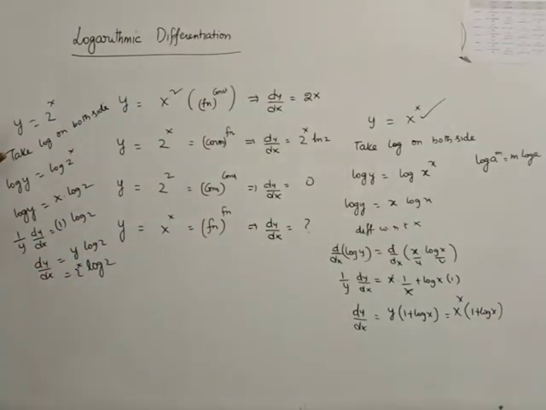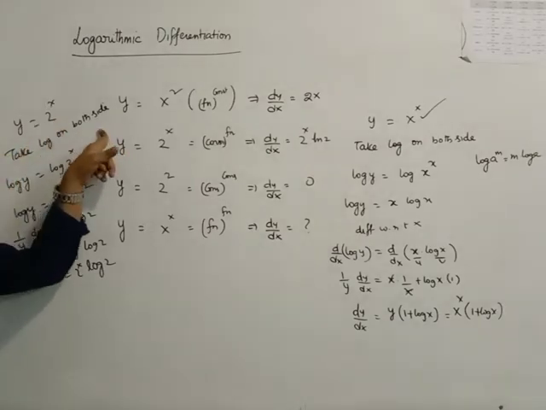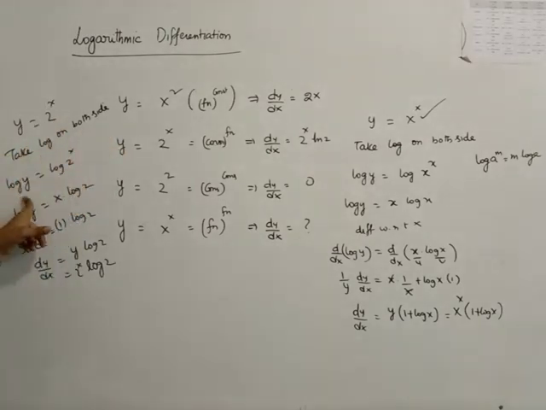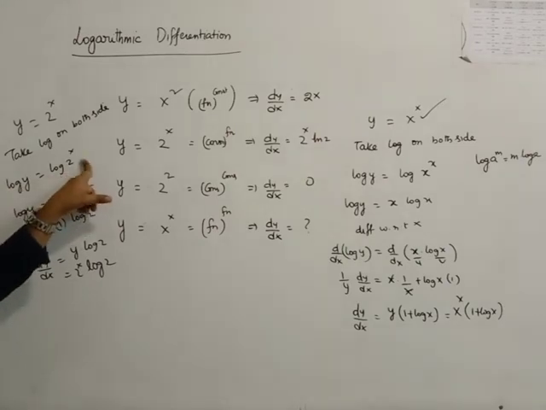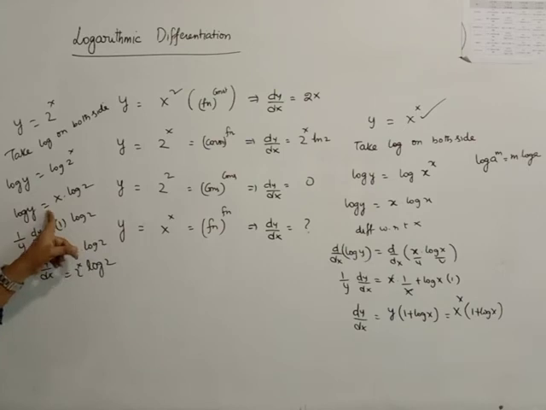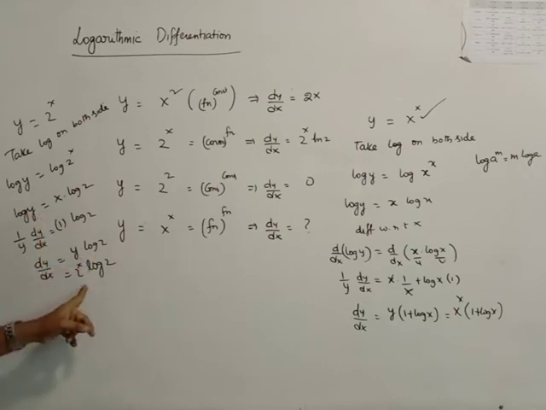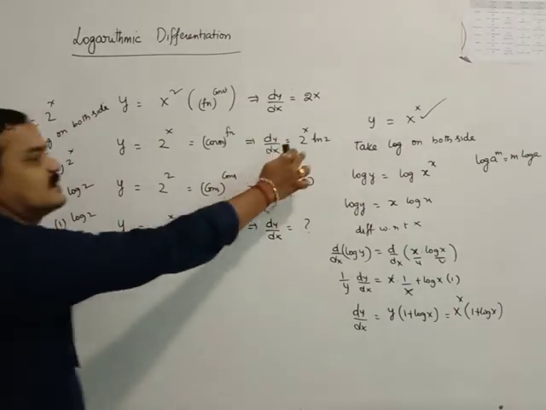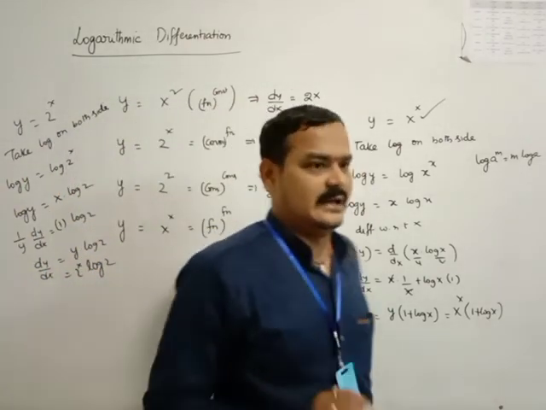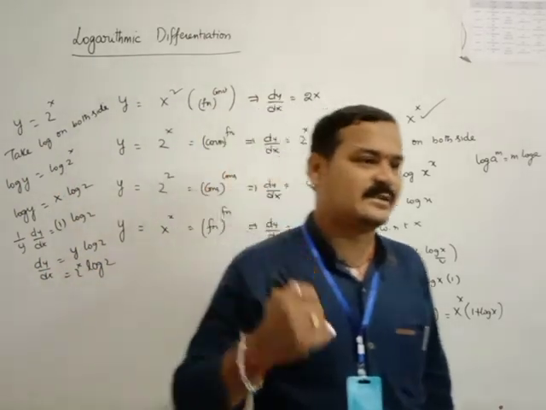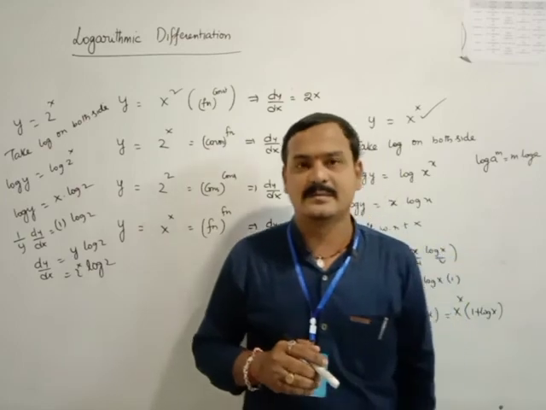Here y is equal to 2 power of x. Take the log on both sides. Then log y is equal to log of 2 power of x, which is x into log 2. Now take the derivative. The derivative of log y is 1 by y into dy by dx. The derivative of x is 1, and log 2 is a constant. So dy by dx is equal to y into log 2, that is 2 power of x into log 2. We get this formula.